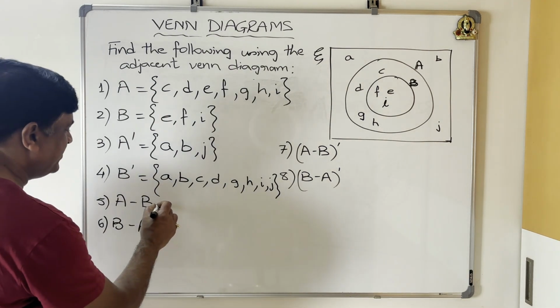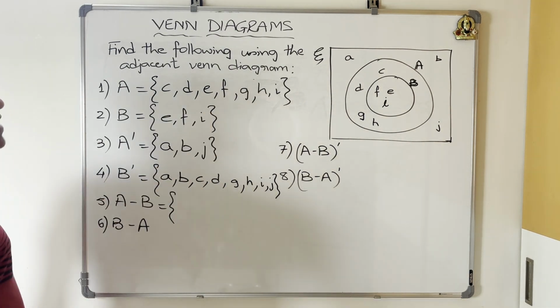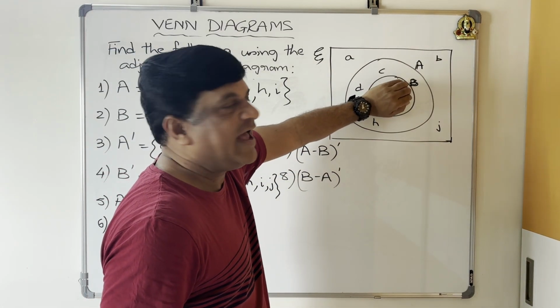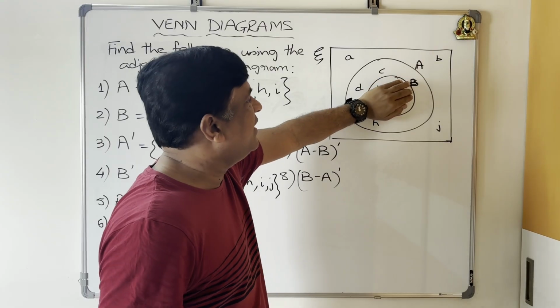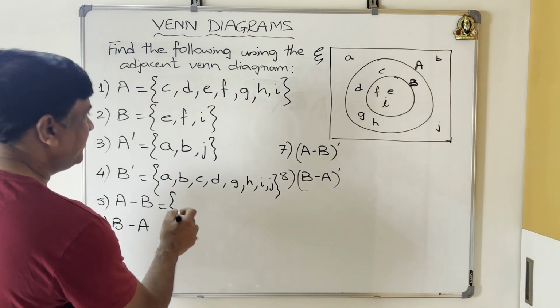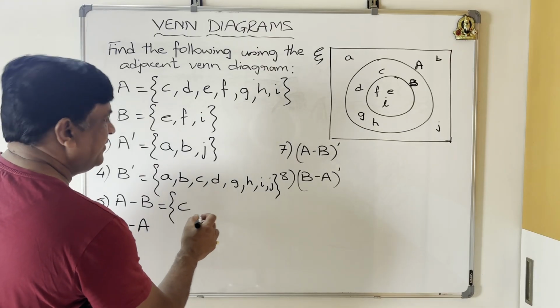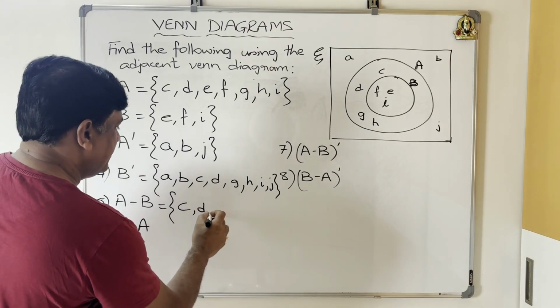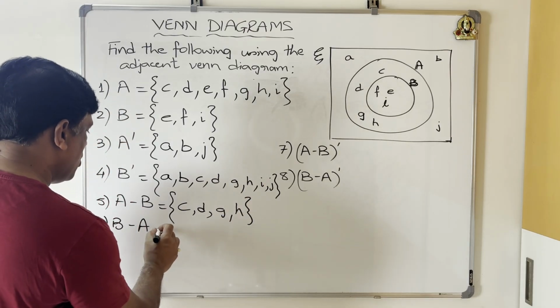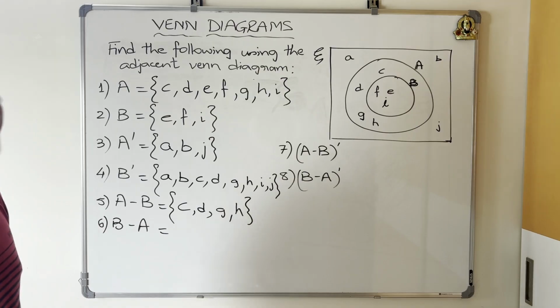Now, A minus B. So what are you going to do? You're going to remove the elements of B. They are saying that I don't want B, I want only A. So what are the elements there in A only? It's C, D, G and H. Right? Makes sense?